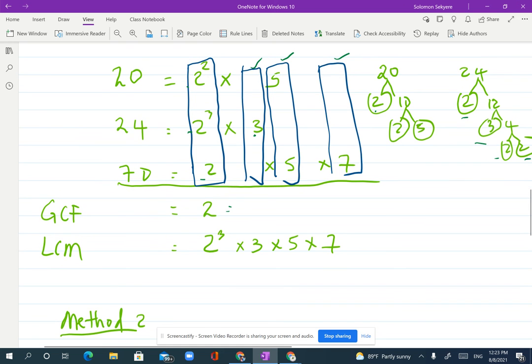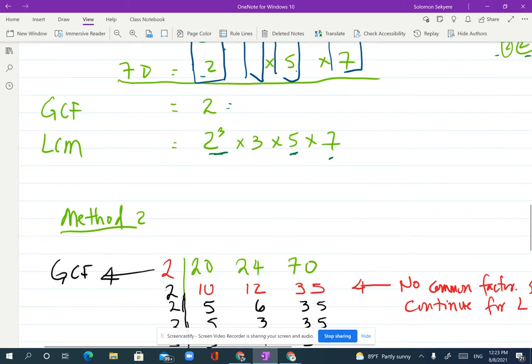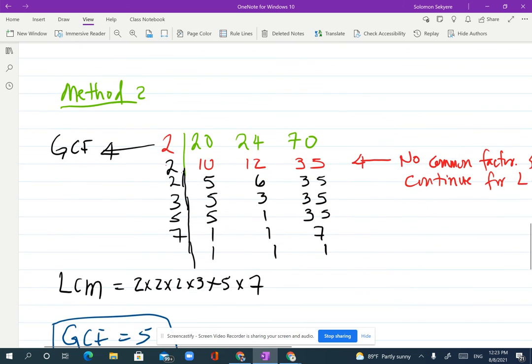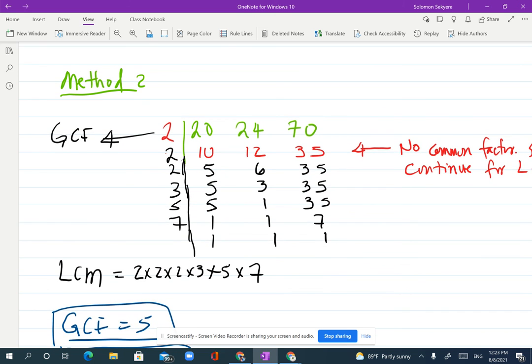What about LCM? I do not throw anything away. I will consider every column and I pick the highest one. So this column here, I pick the 2 cubed right there. The 3, there's only 3 here, I pick the 3. There's a 5, there's a 5. They're of equal value, so I just pick one of them, times 5 and then times 7. And that is my LCM.